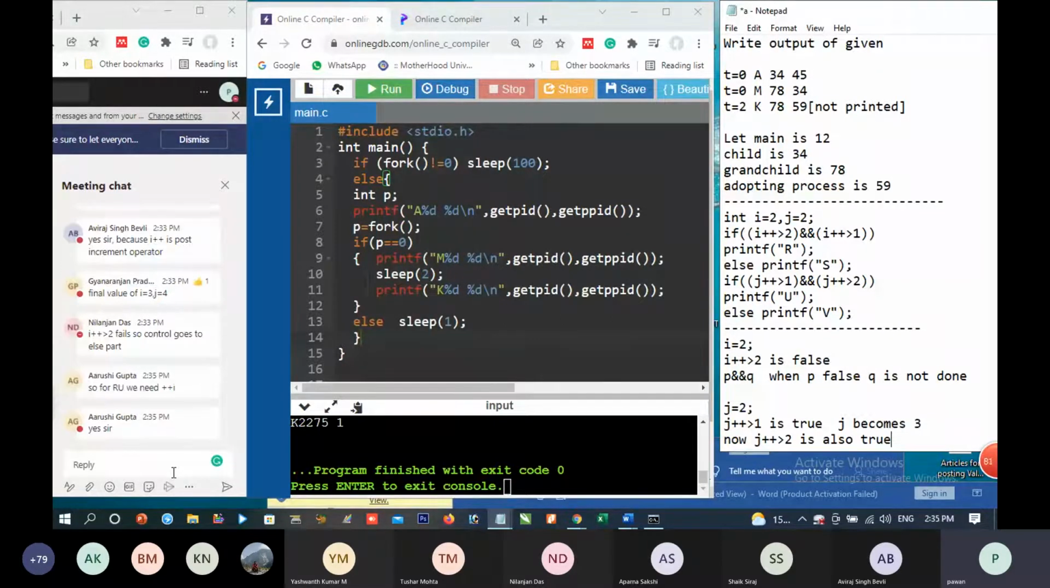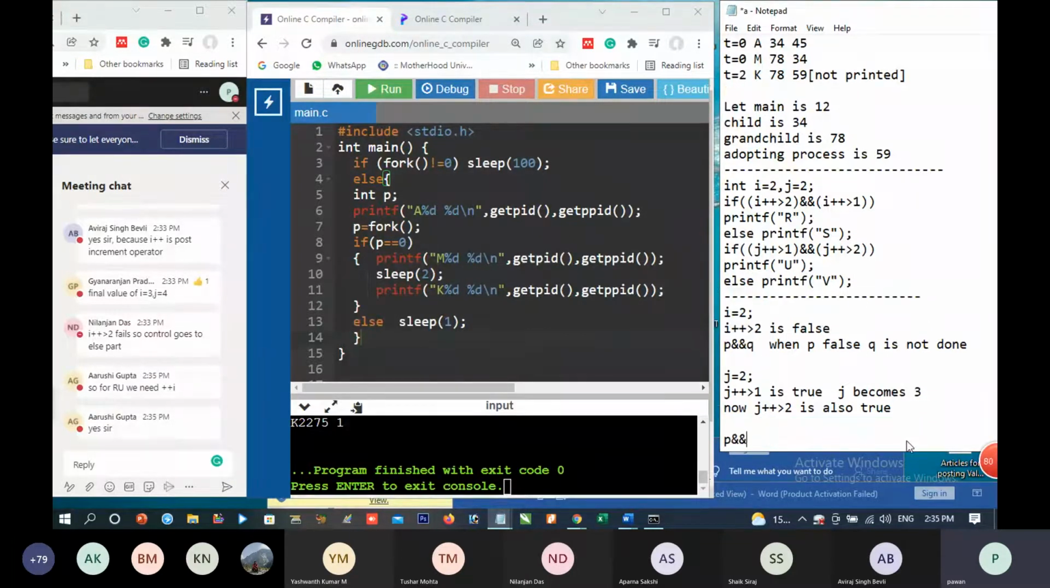Now, do you realize that P and Q may be true and Q and P may be false? So you should be convinced that P and Q and Q and P are different. Every person is agreeing with this.